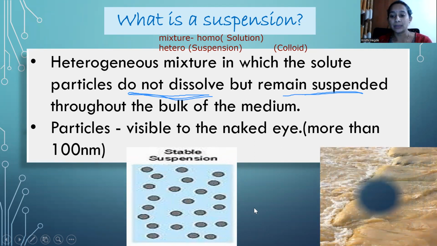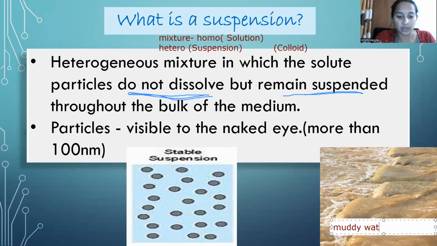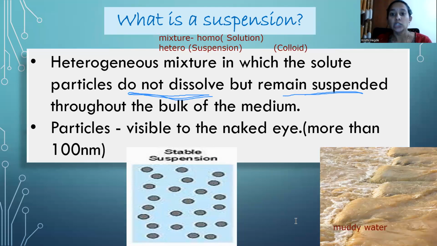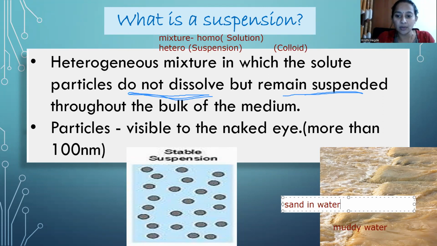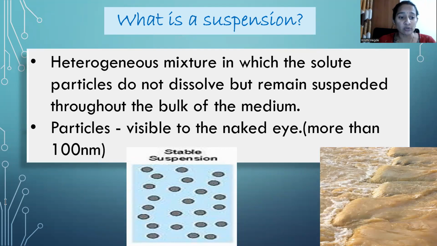Example is muddy water is also a suspension. Muddy water, that's also an example of a suspension. So, examples of suspension I have given: one is sand in water, another one is muddy water, and another one is flour. Any flour in water, wheat flour or any other flour in water, is also a suspension. So these are suspensions. These suspensions will have particular properties. Let us discuss those properties of suspension now.